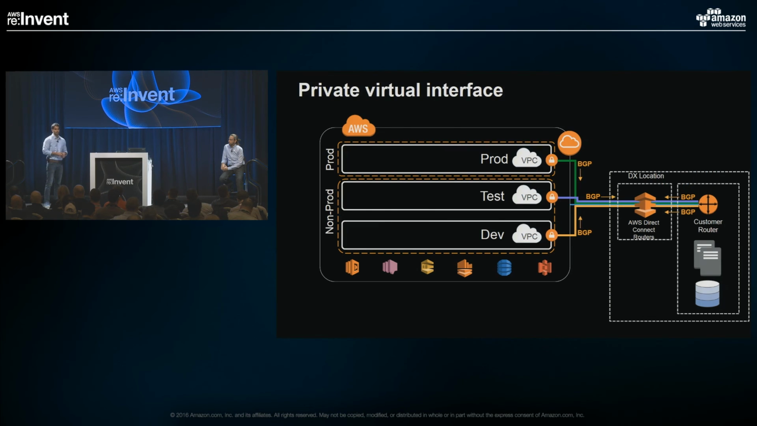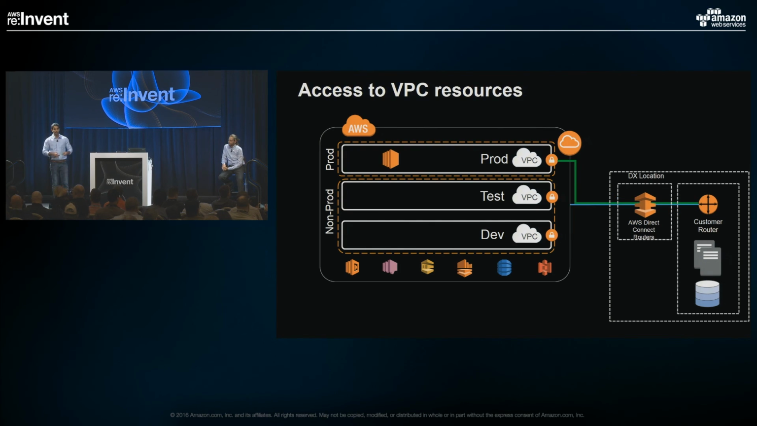You create a separate BGP session for each VPC. Configuring this is all very simple. When you create a virtual interface, the management console will give you a configuration file, which you can download and apply onto your router. Once you do that, and the BGP session is up and running and routes have been exchanged, you can access resources inside the VPC using their private IP addresses as if it was an extension of your data center.